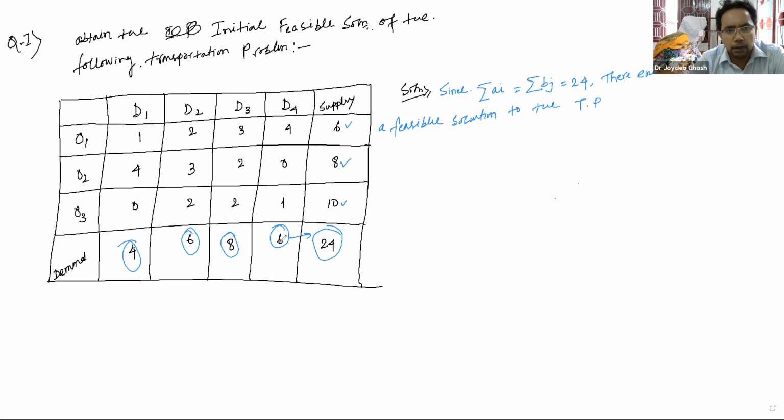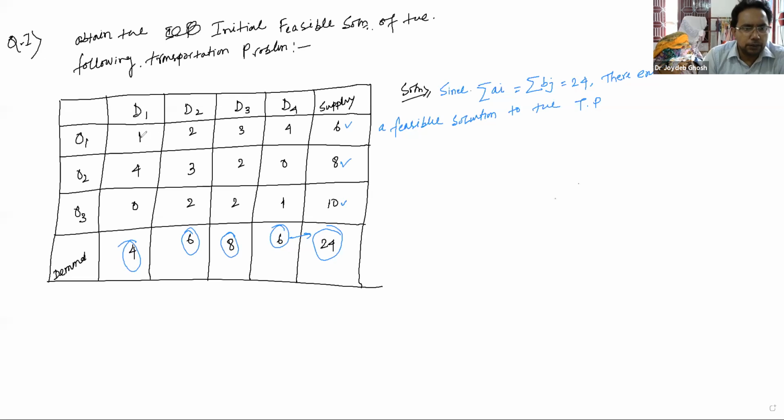So what is the name of our method? This is the least cost method. First of all, we will search where the cost is least, and the first allocation is made there. Using the steps of the least cost method, the first allocation is made at cell 3-1.